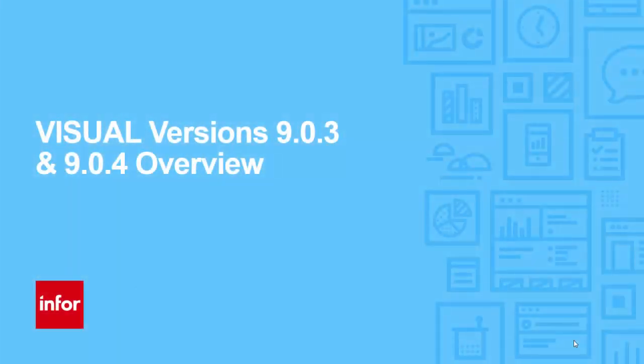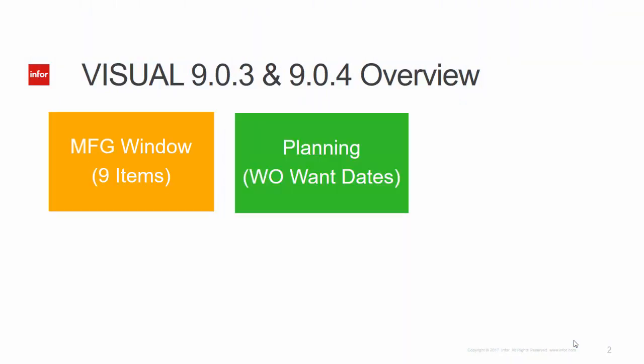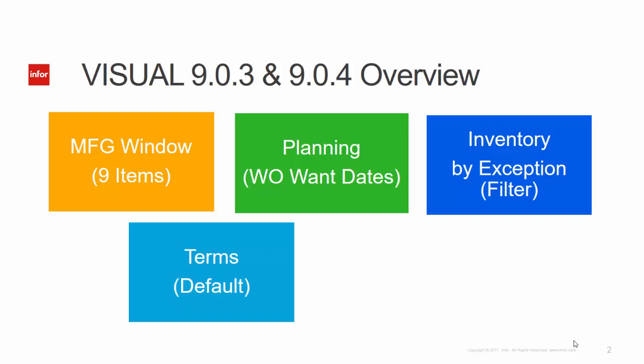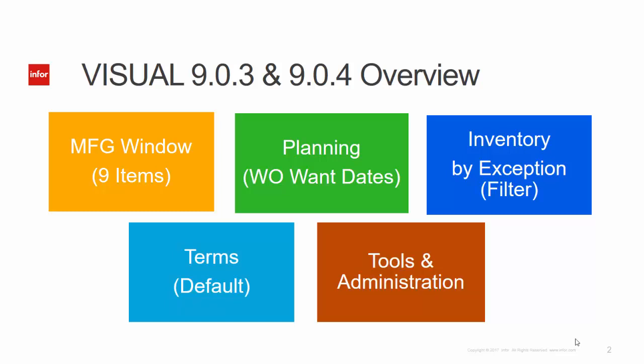The following will be an overview for Visual versions 9.03 and 9.04. First, we will look at 9 enhancements that have been done for the manufacturing window. Next, we'll look at the want dates for the planning window, followed by the inventory by exception, a new filter. Default terms have been added. And finally, we'll look at the tools and administration section.